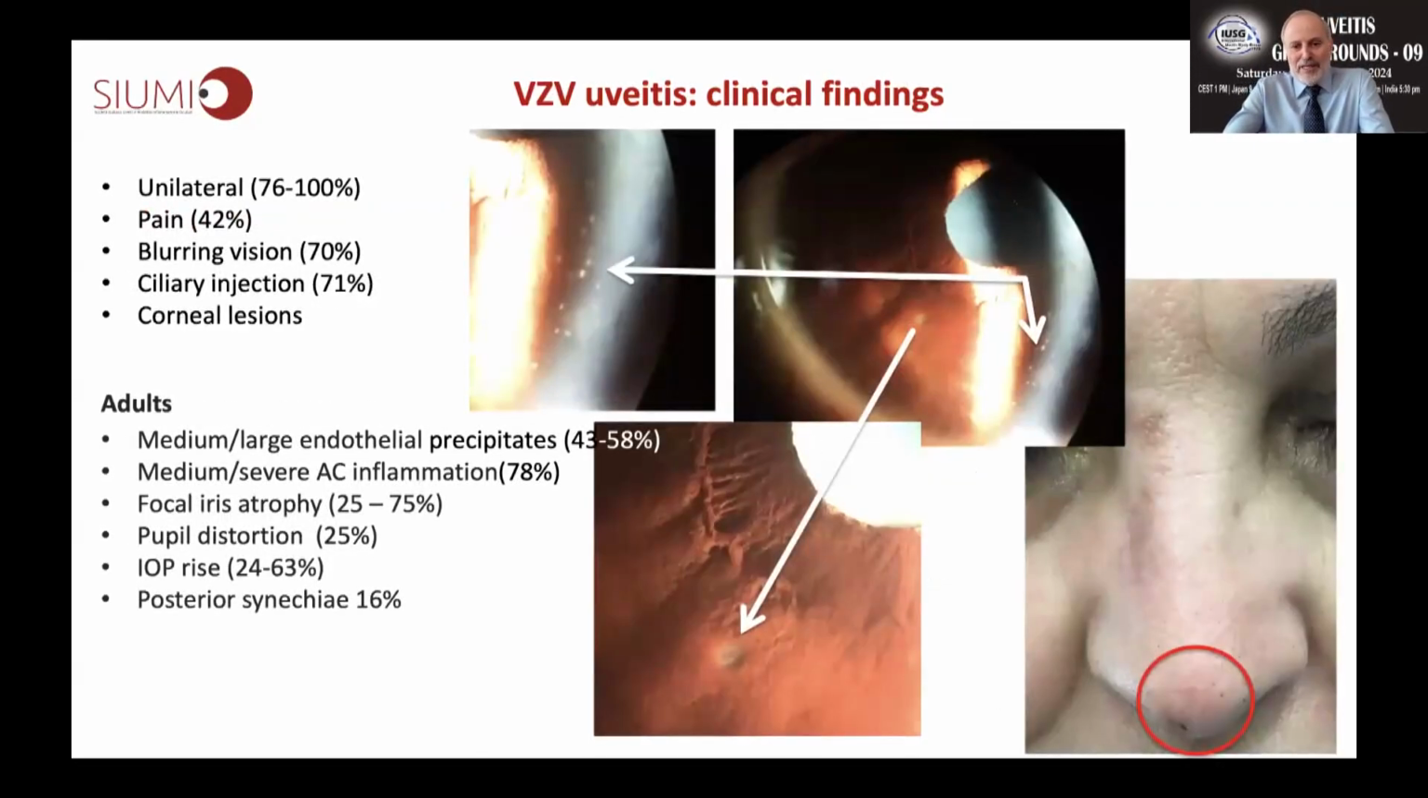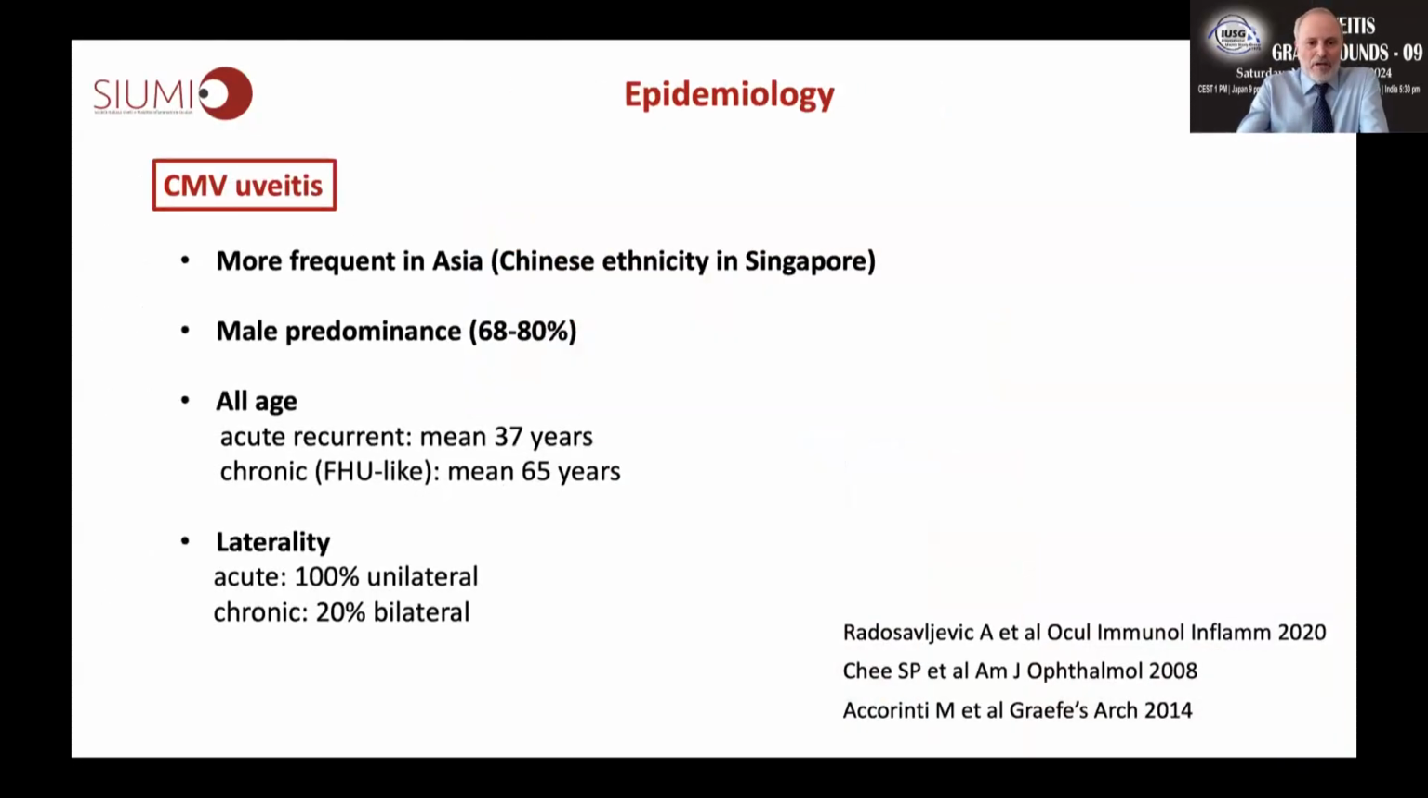It's almost always unilateral, 76% according to the study from Germany. As I told you before, pain, blurry vision, and ciliary injection are the most frequent symptoms, and corneal lesions also can occur concomitantly to the uveal involvement. Again, in the anterior chamber, you can find medium to large endothelial precipitates, medium to severe anterior chamber inflammation, focal iris atrophy, as you can see here in the slides, pupil distortion, IOP rise, and posterior synechiae. And on the right-hand side of the slides, you can see the typical Hutchinson sign, that is the skin eruption on the tip of the nose.